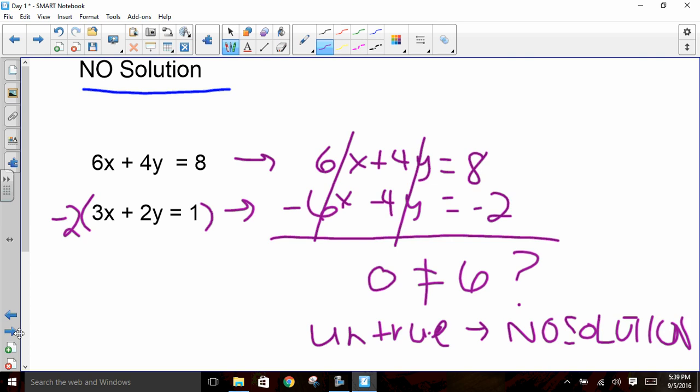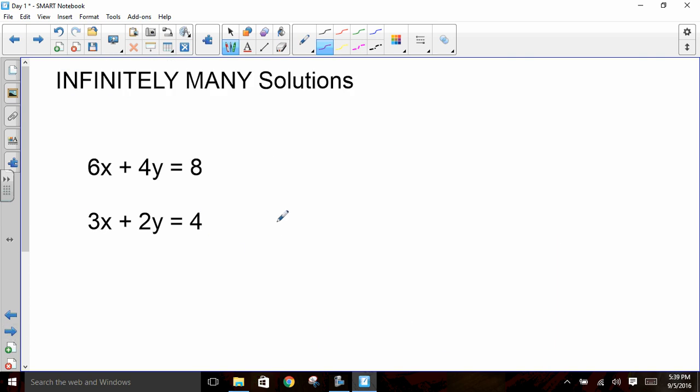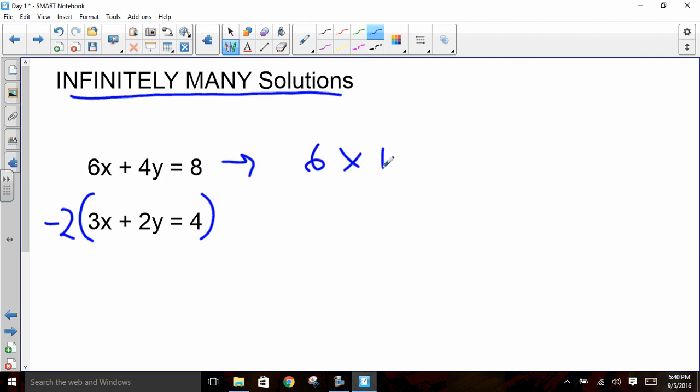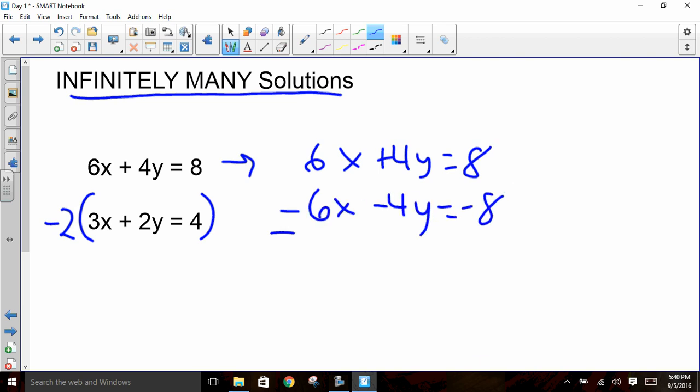All right, last problem, maybe. Again, I'm telling you in this one we're going to have infinitely many solutions, but we want to talk about why. So if you take a look, same idea: 3 to 6 multiplied by 2, 2 to 4 multiplied by 2, 4 to 8 multiplied by 2. So we're going to multiply the second one times -2 again. So the top one doesn't change. I get -6x minus 4y equals -8.